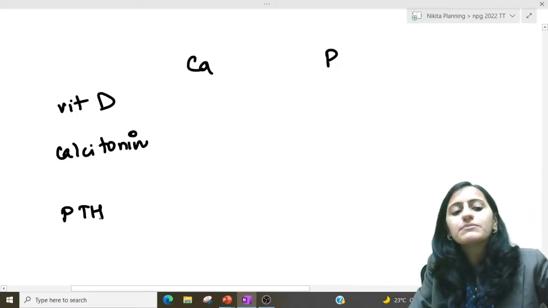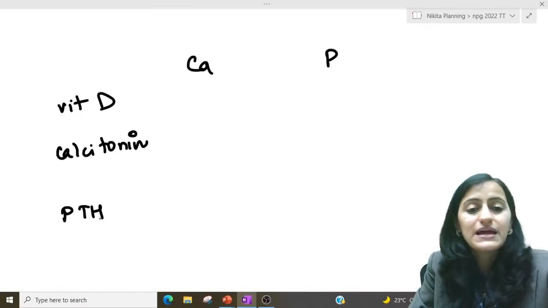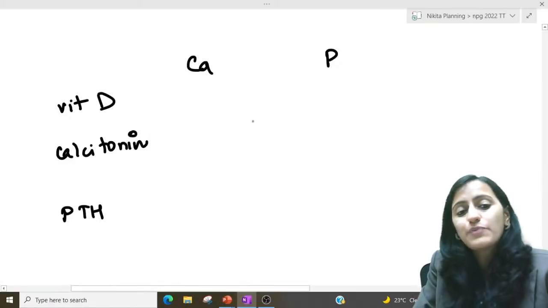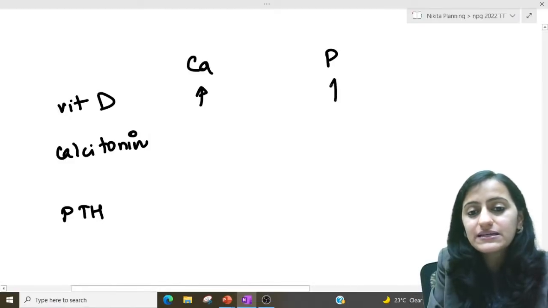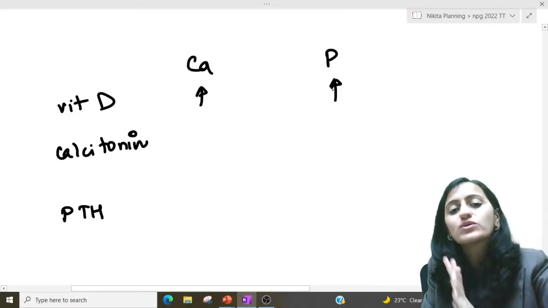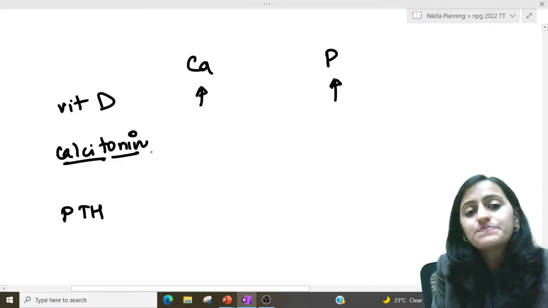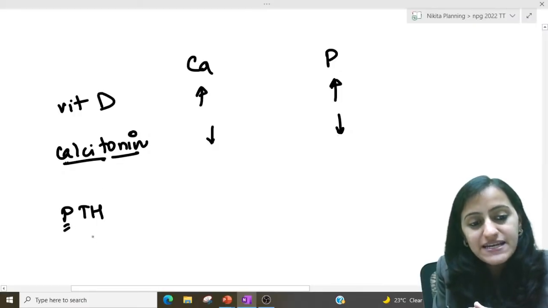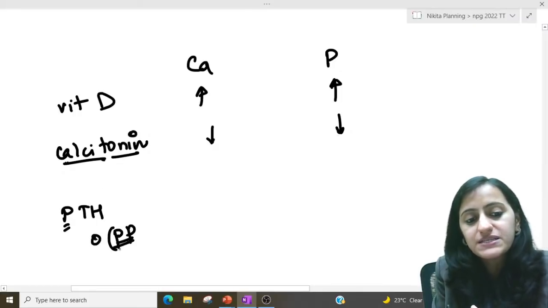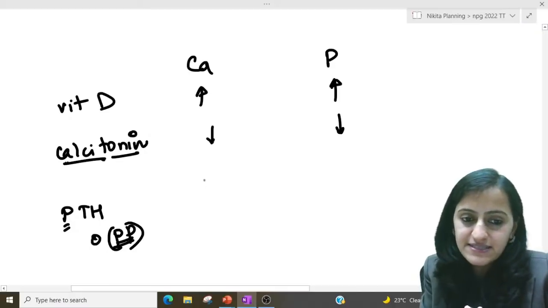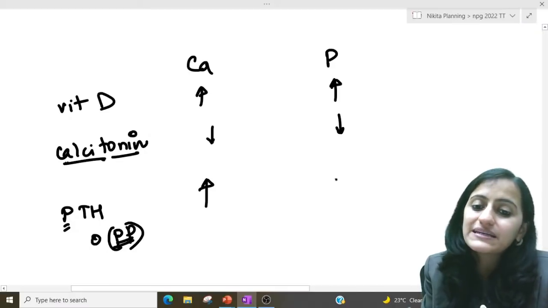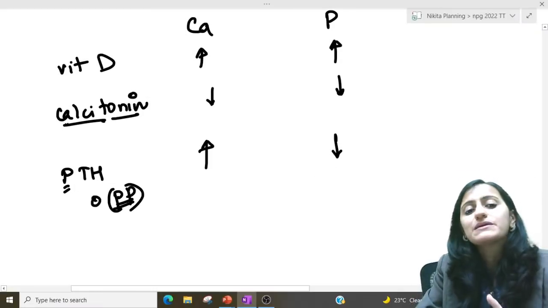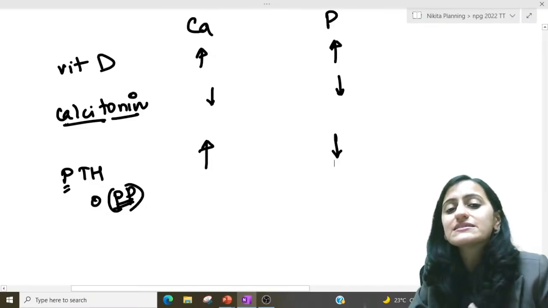Now, easy tricks to remember here: we know that vitamin D is very, very important for calcium. It is the one which increases the calcium, and it increases the phosphorus as well. So both increase. Calcitonin is exactly opposite of vitamin D, it decreases both. PTH is the one which has opposite effects. It increases the calcium but decreases the phosphorus. Very, very important point to remember: PTH increases calcium, decreases the phosphate.